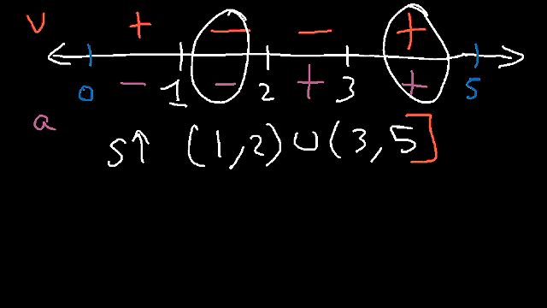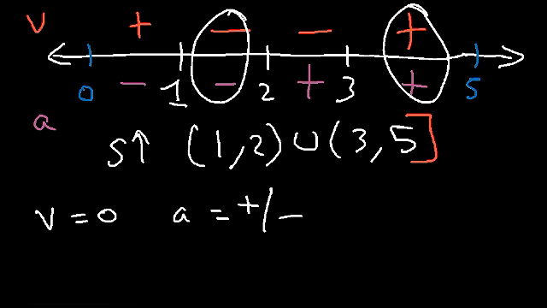Now, should we include 1, 2, and 3, or some of those points? So at t equals 1, is it speeding up, or is it at rest, or is it constant? What's going on? Now remember, if velocity is 0, and if acceleration is positive or negative, that means it's speeding up.